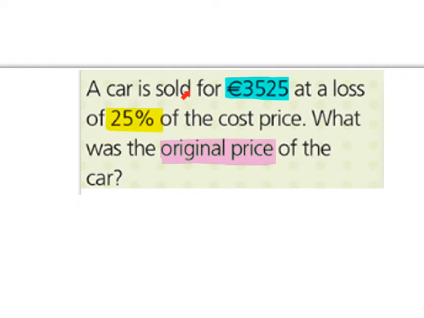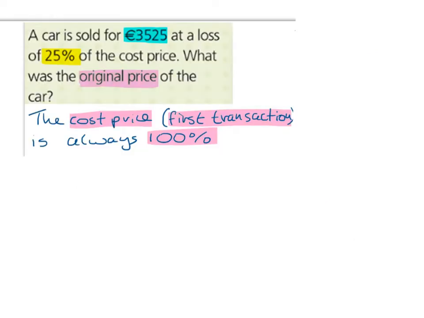A car is sold for €3,525 at a loss of 25% of the cost price. What was the original price of the car? So it's important to note that the cost price, which is the first transaction, is always 100%. So the original price or the cost price is 100%. So we want to figure out what 100% is.